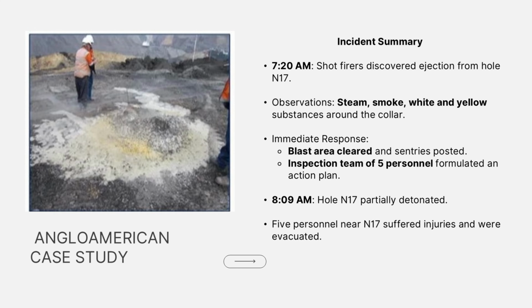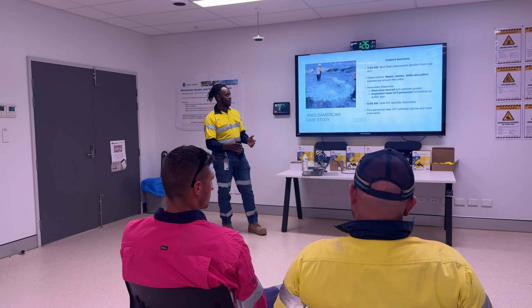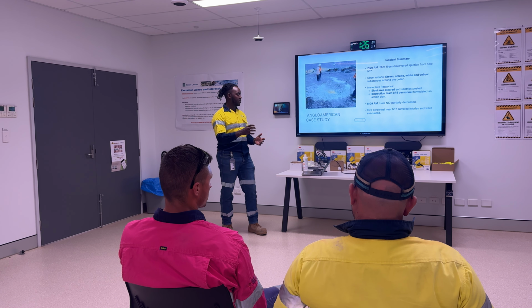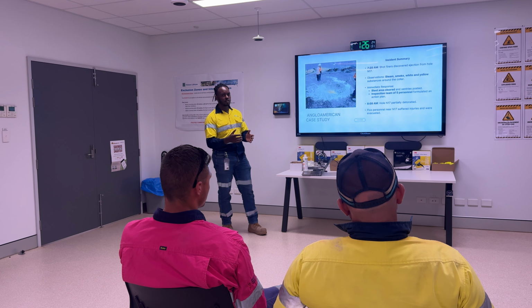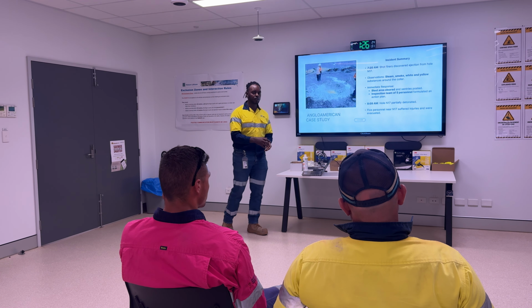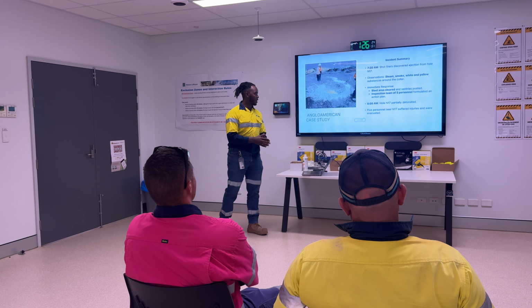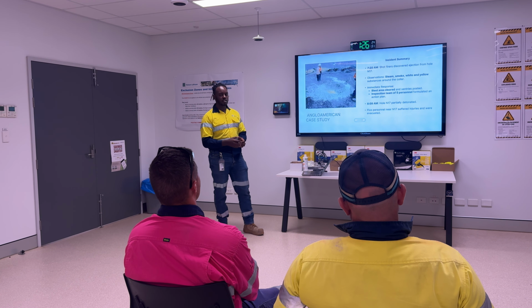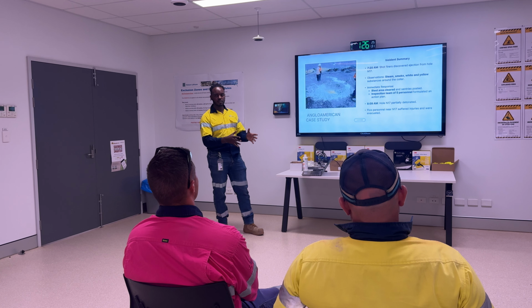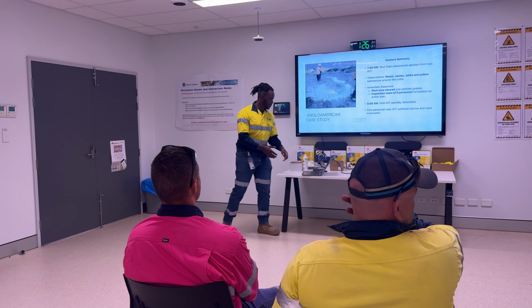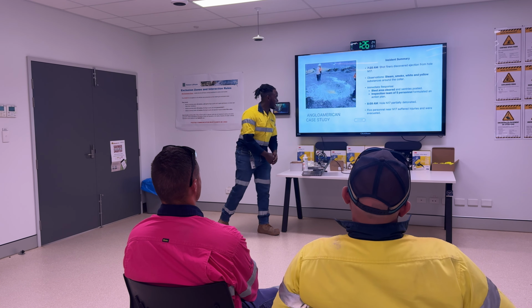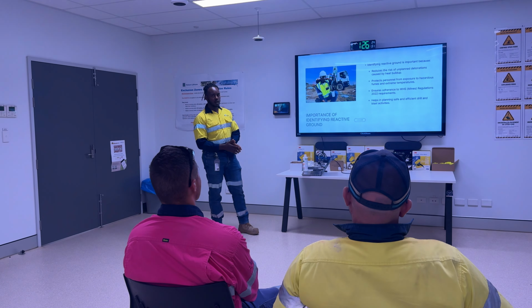The shotfirer went ahead and cleared the blast area, and later on an inspection team of 5 personnel, including the shotfirer, went down to inspect the hole. And at 8 or 9, hole 17 partially detonated, with the people still there. The 5 personnel near hole 17 suffered injuries and were evacuated. So this is real, this happens, and it introduces real risks for our workplace. This is why it's important for us to be aware and manage it accordingly.